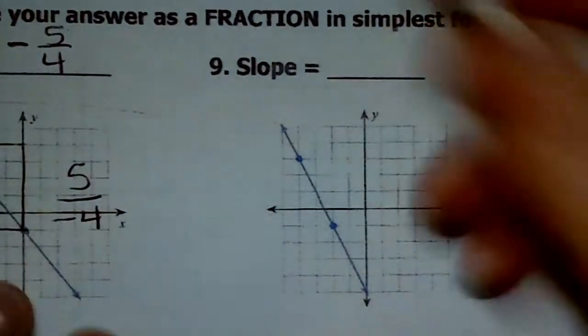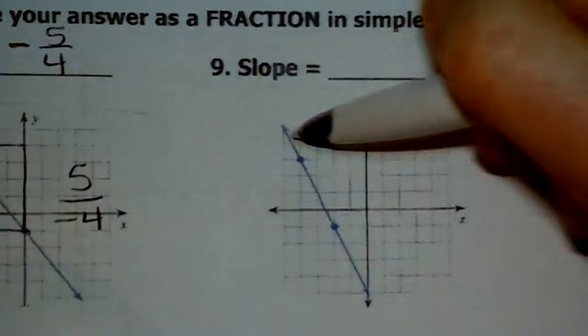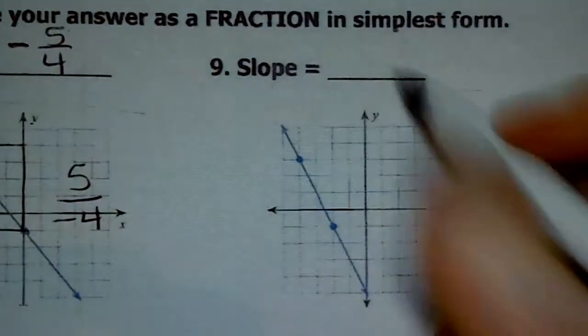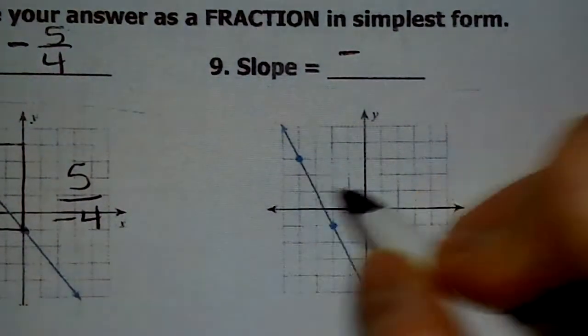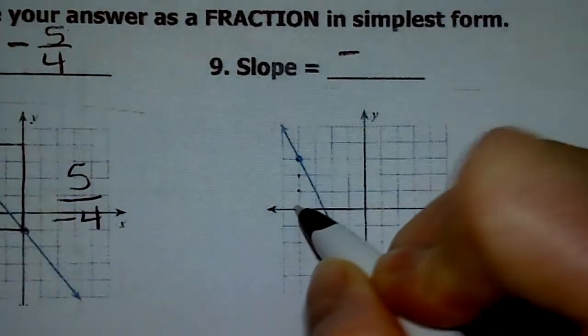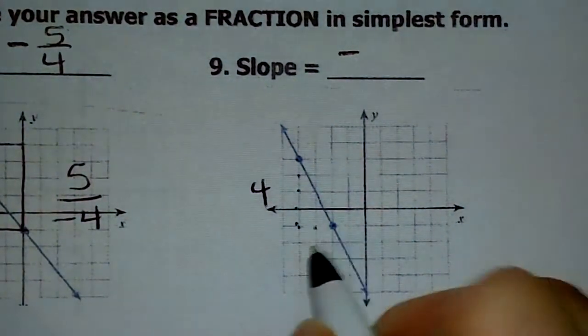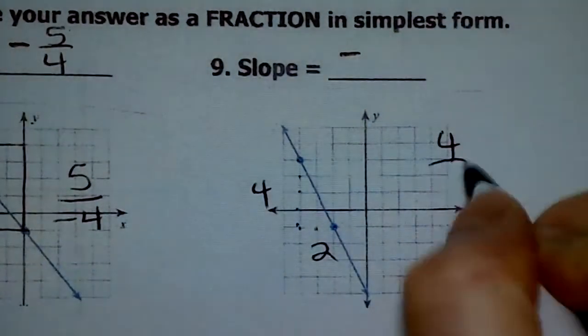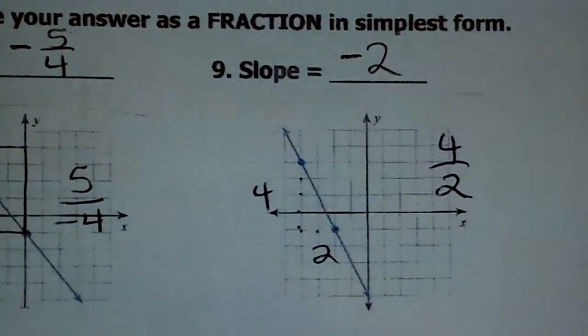Do it that way. So let's just look at this one. See how this line is going down? I know my answer is going to be negative. I'll just plop a negative sign there right now. My vertical change is 1, 2, 3, 4. My horizontal change is 1, 2. So rise over run, 4 over 2. 4 divided by 2 is 2. That means my slope is a negative 2.